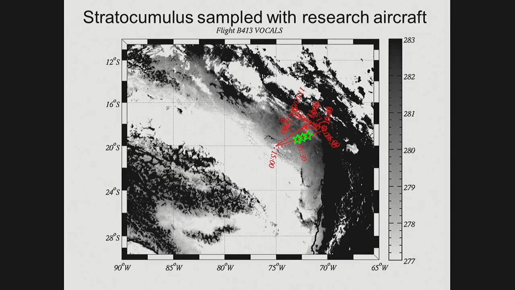One experiment we did recently to look at stratocumulus clouds was based on the west coast of Chile, where there's a huge deck of stratocumulus clouds. This is a satellite image looking down, and this is just one flight of the aircraft flying out into that stratocumulus deck, sampling it and flying back. Where you see these stars, that's where measurements were taken in the vertical. We dropped a radio sonde and measured the vertical profile in the atmosphere.